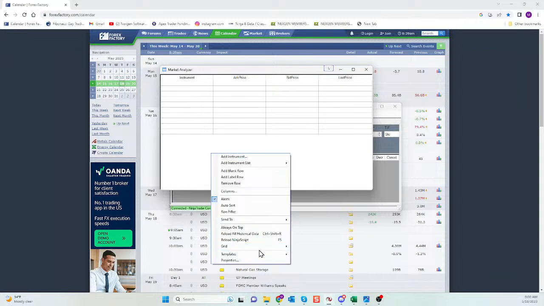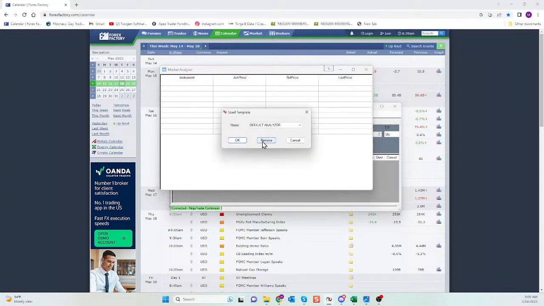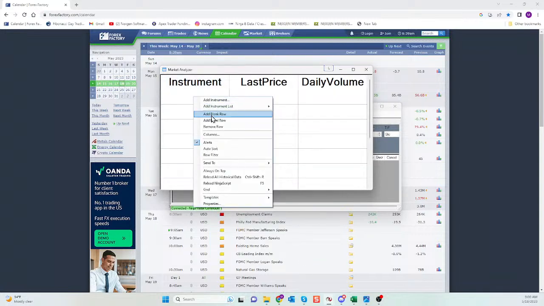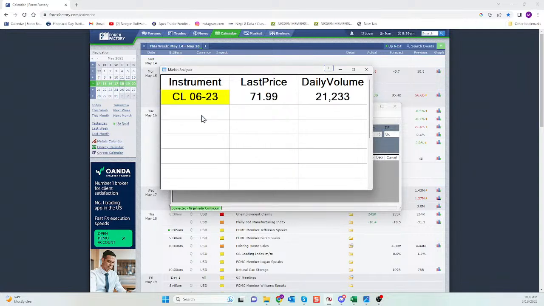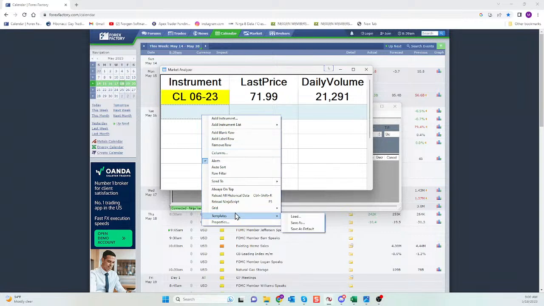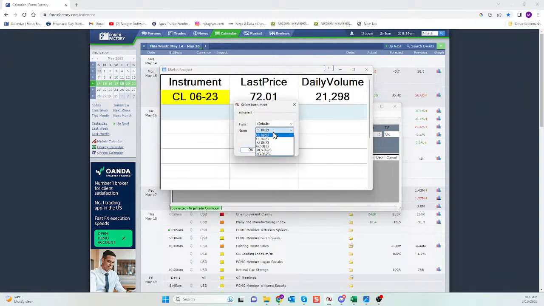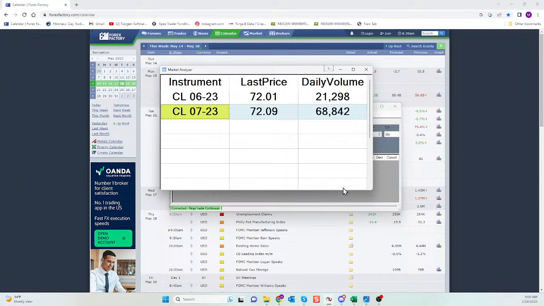So guys, when I make a market analyzer, all I'm doing is I'm looking to see what the volume is. So here's your June contract of crude oil. And then here's your July contract. 3 times, right? Pretty simple.